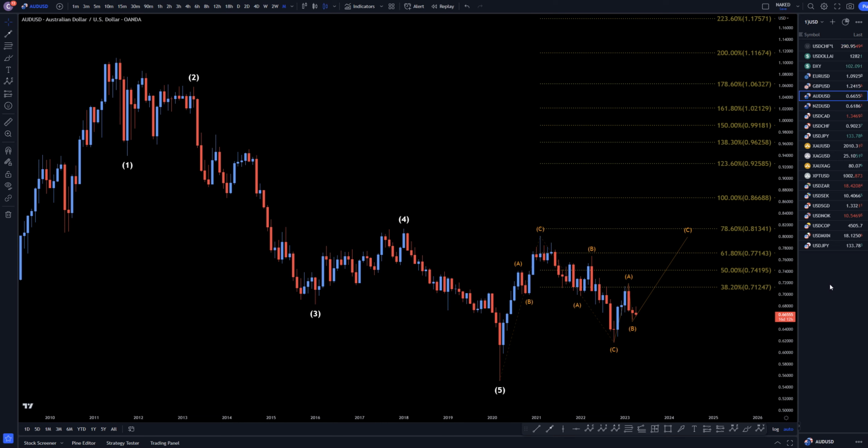Today is Wednesday, April 12th, and today we're going to be analyzing the Aussie US dollar starting on the monthly, working my way down to the 1 hour time frame.